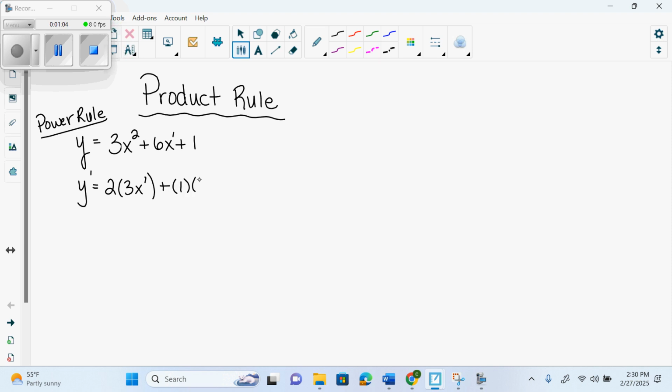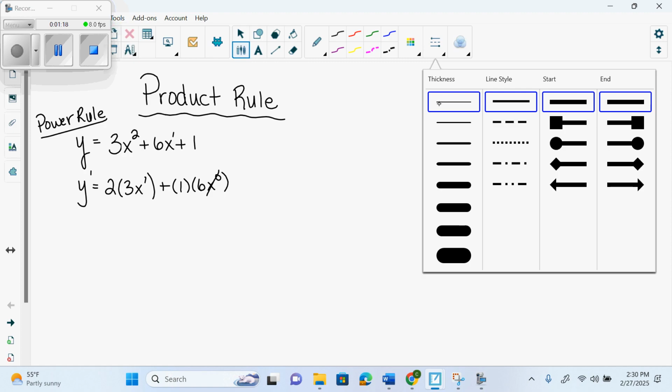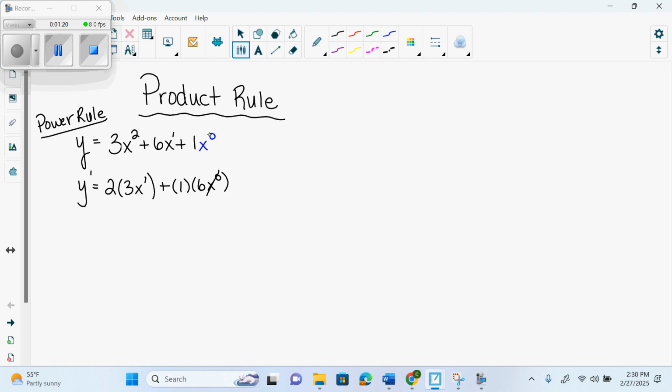And then we get 6x to the 0. What is anything to the power of 0? 1. So that x is gone. And then this number 1 has an x as well. It's just x to the 0. Okay? X to the 0 is 1. So even your constant has an x on it. We just don't write it because it's x to the 0.